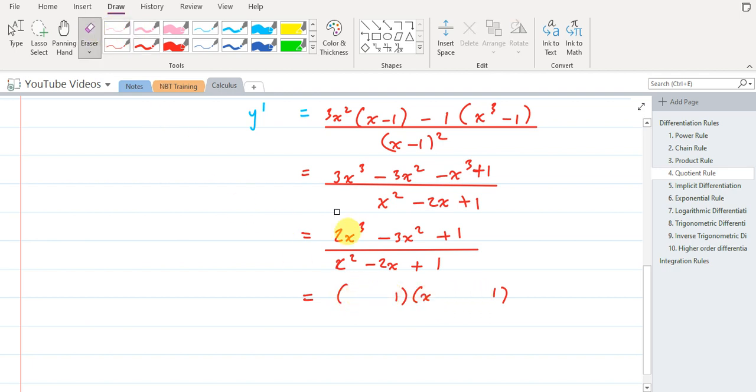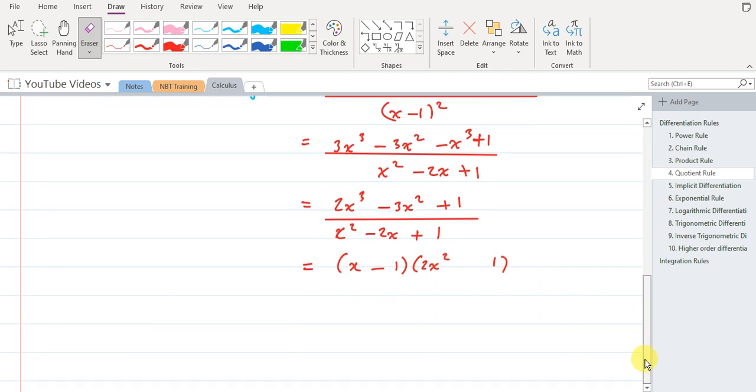Should be x minus 1 here. Let me just put an x minus 1. Right, so in the second part we should get 2x squared. That is correct. Now, what's the middle term here?